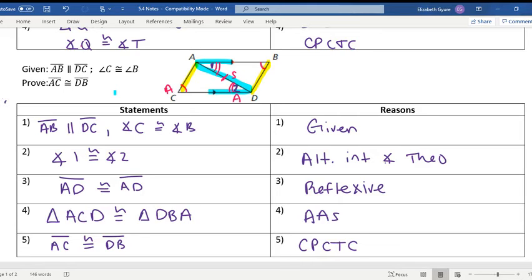Questions on that one? Are we kind of seeing how it's the exact same thing we were doing before, just you do one extra step at the end?